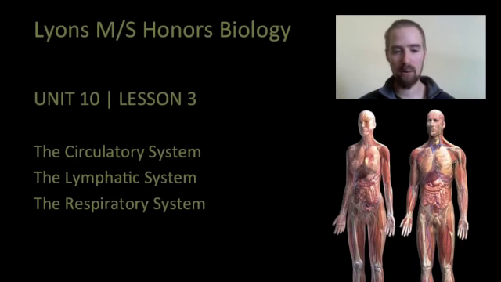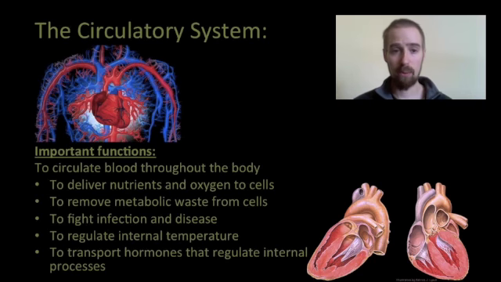And in today's video, we're going to be talking about the circulatory system, the lymphatic system, and the respiratory system. So the primary function of the circulatory system is to help us circulate blood throughout the body.